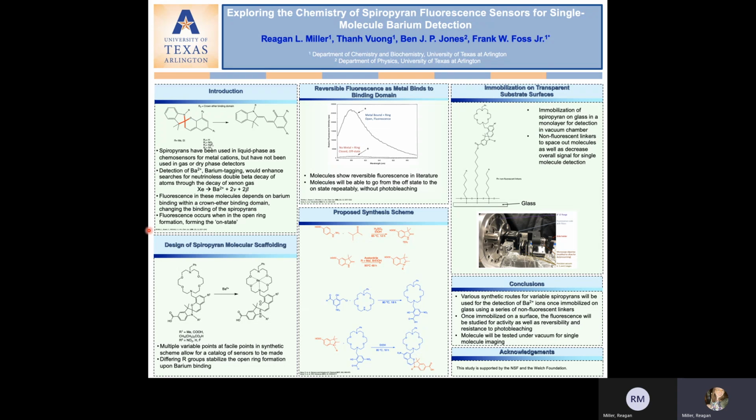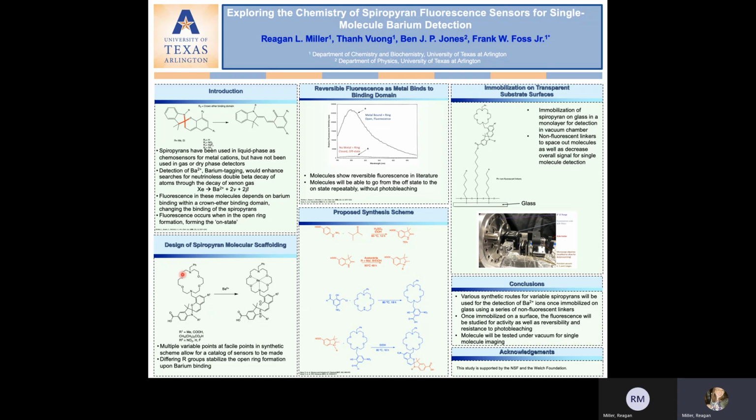So the first thing that this project had to deal with is design of the spiropyran molecular scaffolding. And so in this, there are variable R groups. As we can see here on the left, we have R1 and R2. R1 can either be something as simple as a methyl or as complex as a long chain alkyl group. R2, we are looking at adding electron withdrawing groups, as well as looking at what it would be if it was just a proton. The reason we're looking at electron withdrawing groups is the idea that it might stabilize the open ring formation.